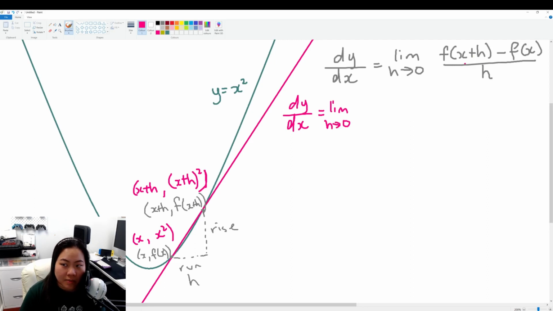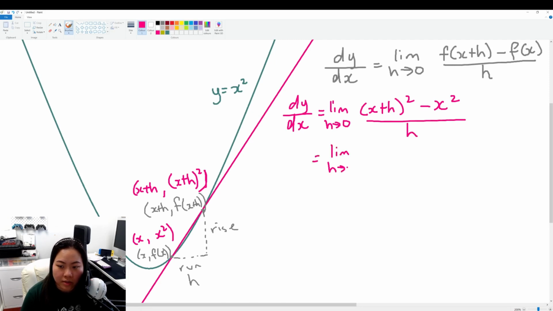f of x plus h is this one here, x plus h all squared, minus f of x, which is x squared, all over h. That's going to give us the limit of h going towards 0. Expanding this bracket will be x squared plus 2hx plus h squared minus x squared all over h. The x squared and negative x squared cancel.